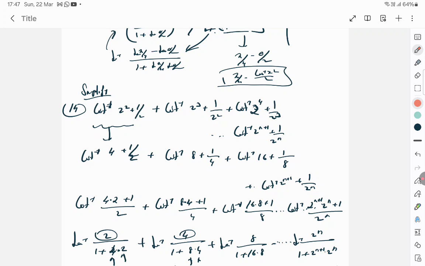Cot inverse of 2 square plus 1 by 2 plus cot inverse of 2 to the power 3 plus 1 by 2 square plus cot inverse of 2 to the power 4 plus 1 by 2 cube, and so on, up to cot inverse of 2 to the power n plus 1 plus 1 by 2 to the power n.